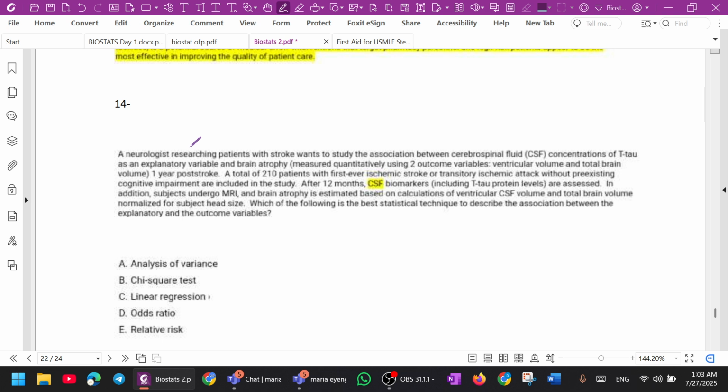Okay, and here they are giving you more information. Since you don't know how they're measuring the brain atrophy, they're telling you they are using quantitative outcome variables. That means numbers, like ventricular volume, so 20, 50, whatever, and total brain volume, like 50, whatever. So they are using the level of tau, which is a number, and they are using quantitative outcomes, which is another number. So they are using numbers.